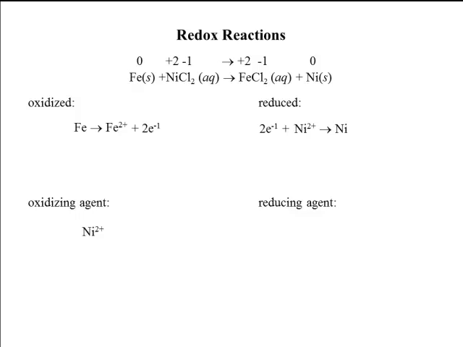The reducing agent then is going to be a reactant that gives up electrons and causes another reactant to be reduced. So the reducing agent in this case is the iron. So we need to be able to identify the oxidizing agent and reducing agent as well.